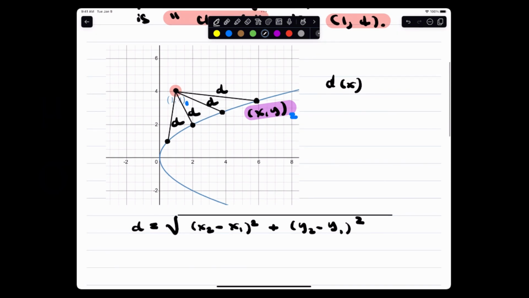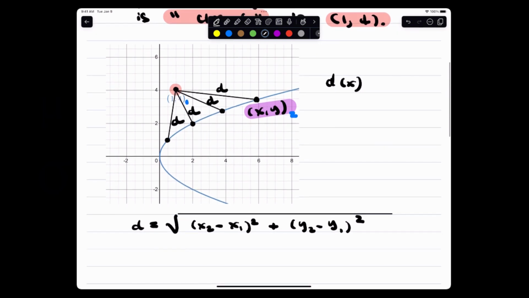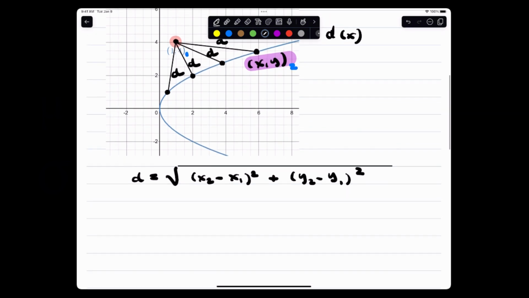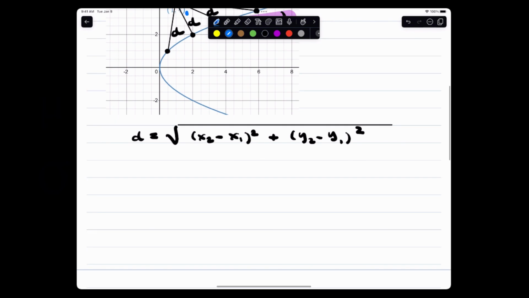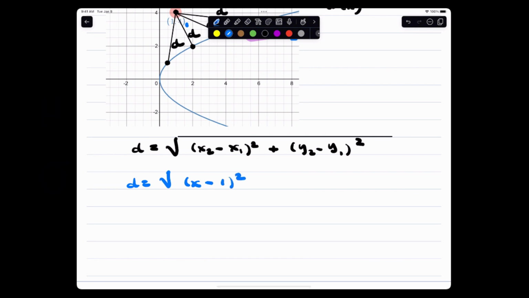Now that's the distance between 2 points on any curve. So if I plug in the values, you say, what do you mean? Then your distance formula really becomes the following, that D will be the square root of x minus 1 squared plus y minus 4 squared, I believe. Okay?